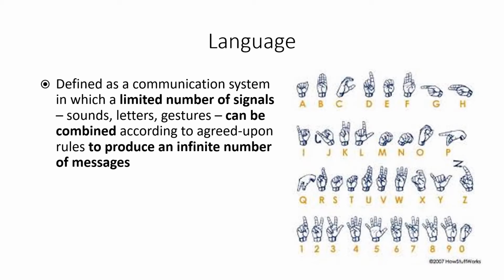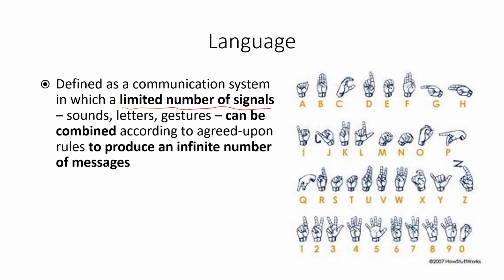So first we need to define language. And when we're defining language, we don't just look at language in the ways that we view it now. We look at language in terms of how it works in the definition. So language is defined as a communication system in which a limited number of signals, so you see I've already got that bolded, but I'll underline it as well. A limited number of signals, and these signals can be sounds, letters, gestures. So any of these things count as signals. It's not just vocalized. It can be gestures, it can be written.